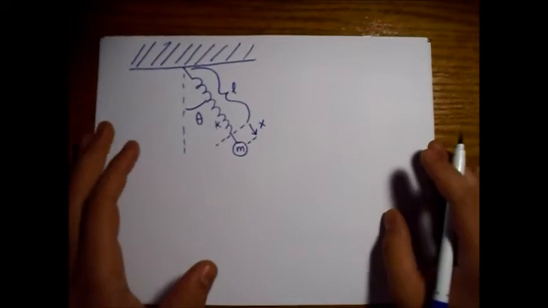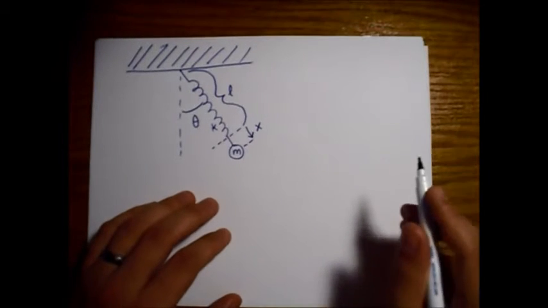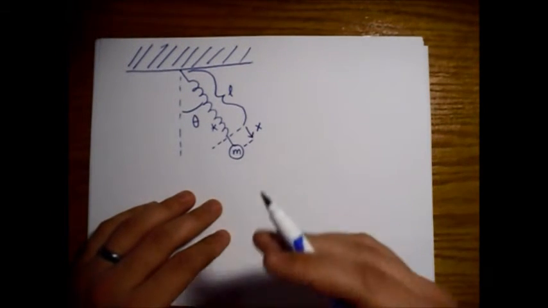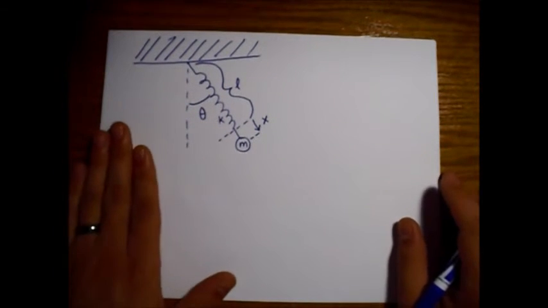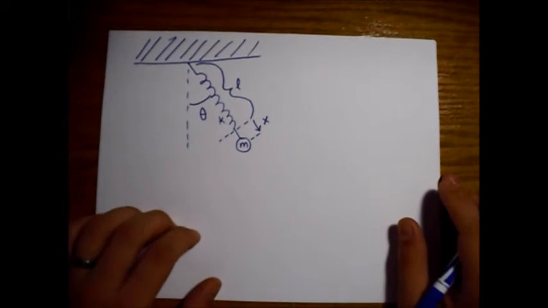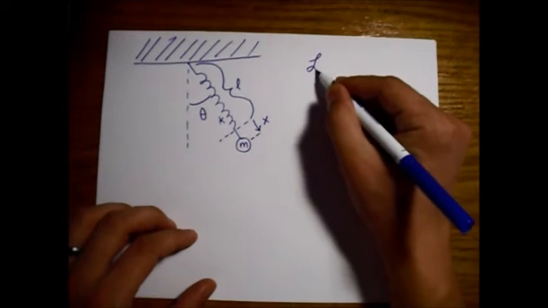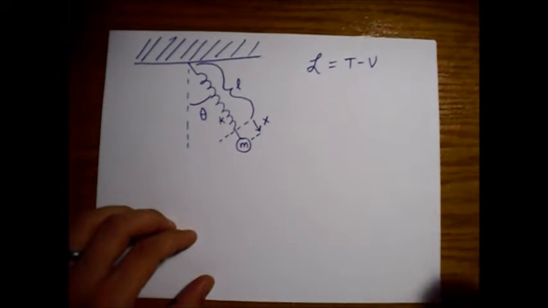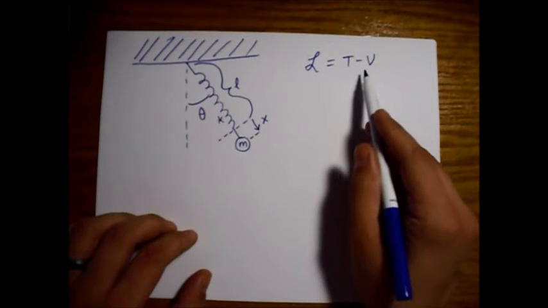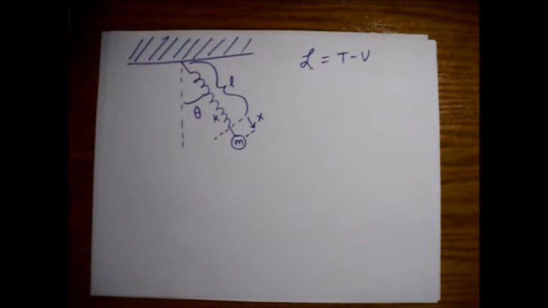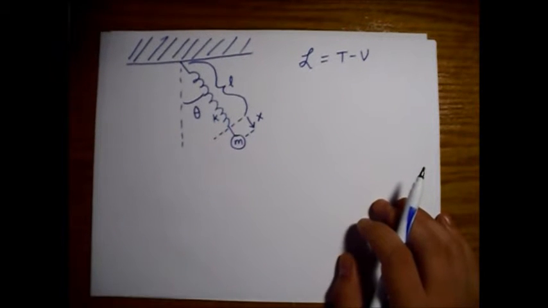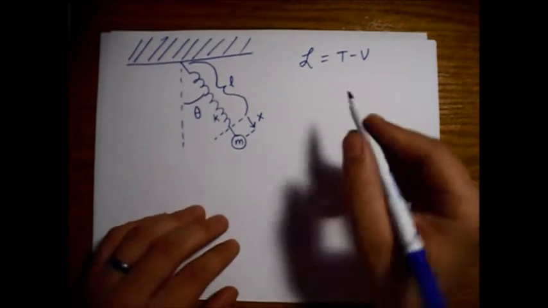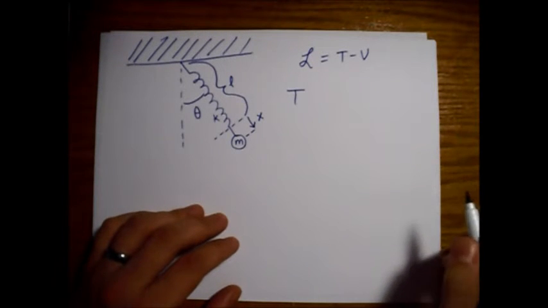Okay, so let's start off. We're going to use Lagrange's equation, the Euler-Lagrange equation, to get the equations of motion for this thing. And to do that, we need to know the Lagrangian. So we need to know the kinetic energies and the potential energies as expressed in the generalized coordinates. In this case, it's going to be x and theta. So starting off, let's look at the kinetic energy.